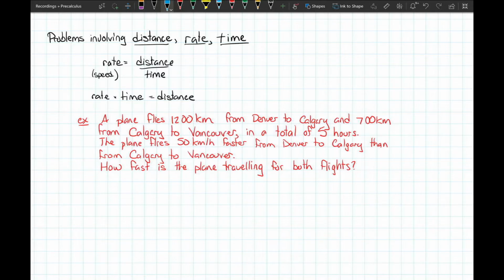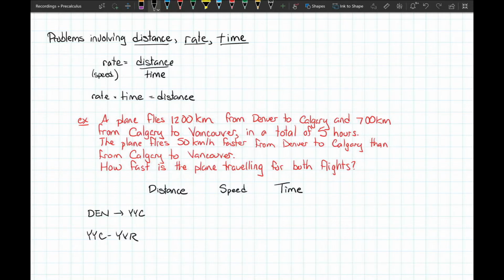And now we get into a problem about the rate at which the plane is traveling. This is the speed now. The plane flies 50 kilometers an hour faster from Denver to Calgary than from Calgary to Vancouver. And we want to find out a speed. How fast is the plane traveling for both flights? Well, let's see if we can put this into some sort of table where we have distances, speeds, and times all put separately, and then we can form equations out of distances and times. Let's see how we can do that.